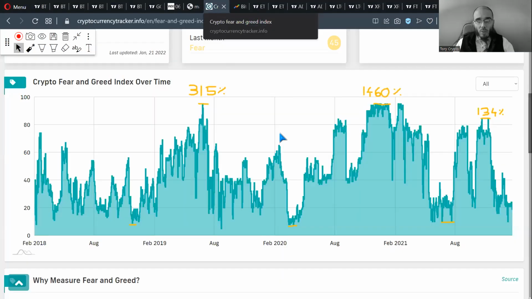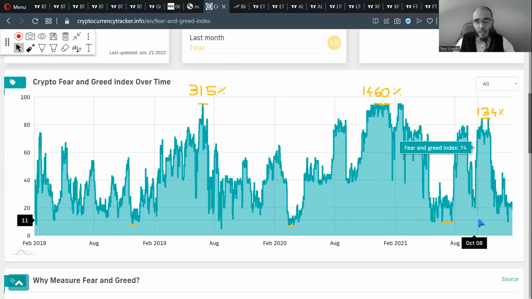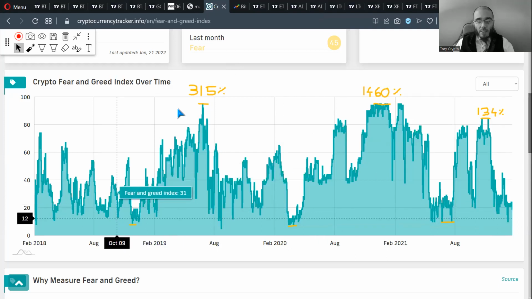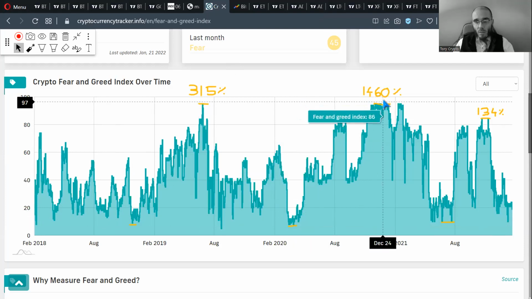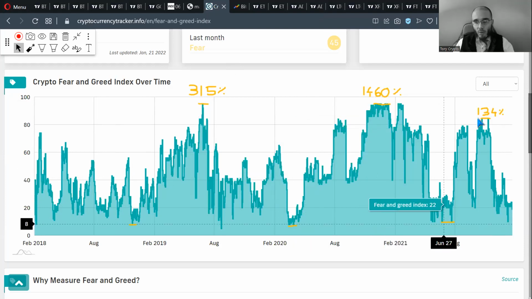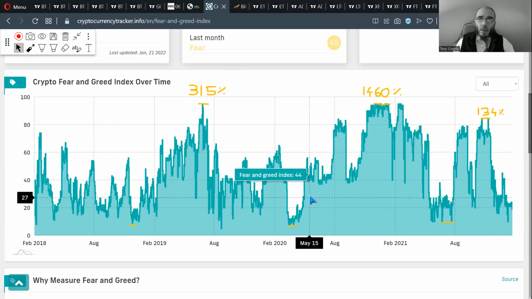And I also want to remind you that we are very low on the sentiment reading. And normally when you are low in the sentiment reading, you get a nice price increase, like here, 250%, from here to here, 1,460%, and from here to here, 134%. That's the case when we are still in a bull market.